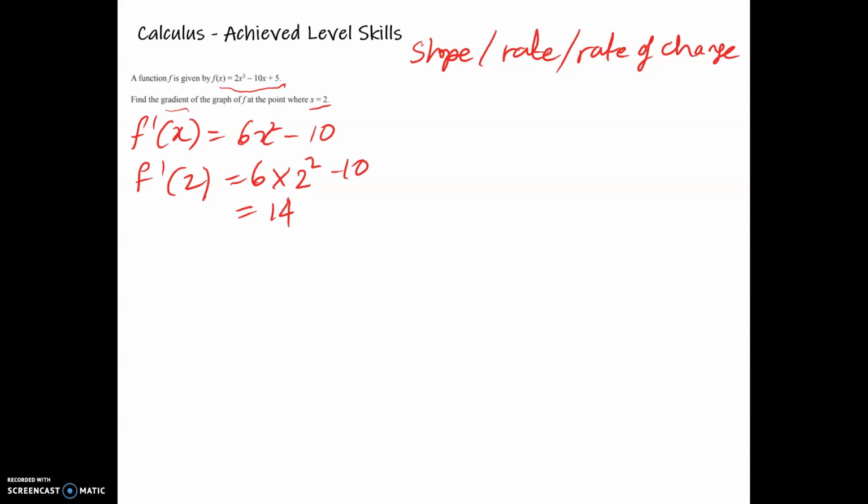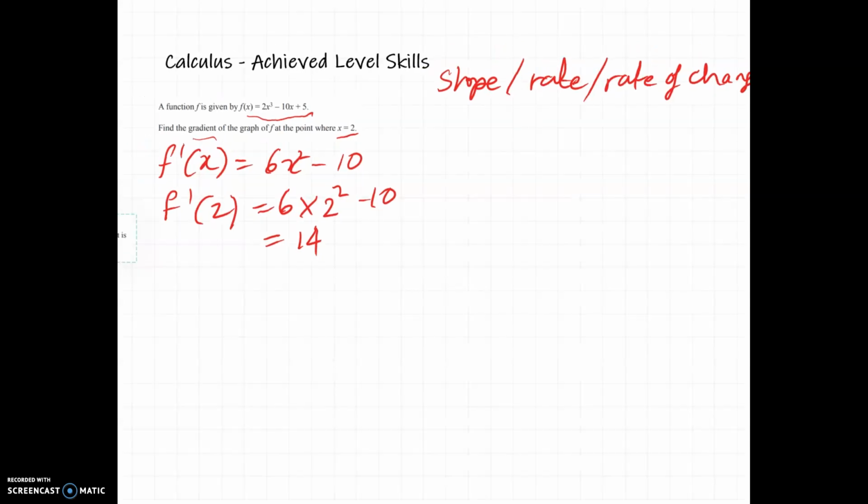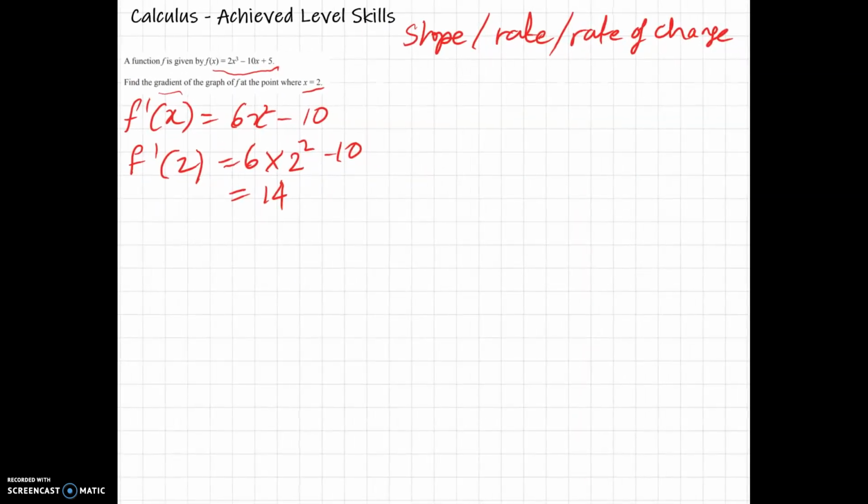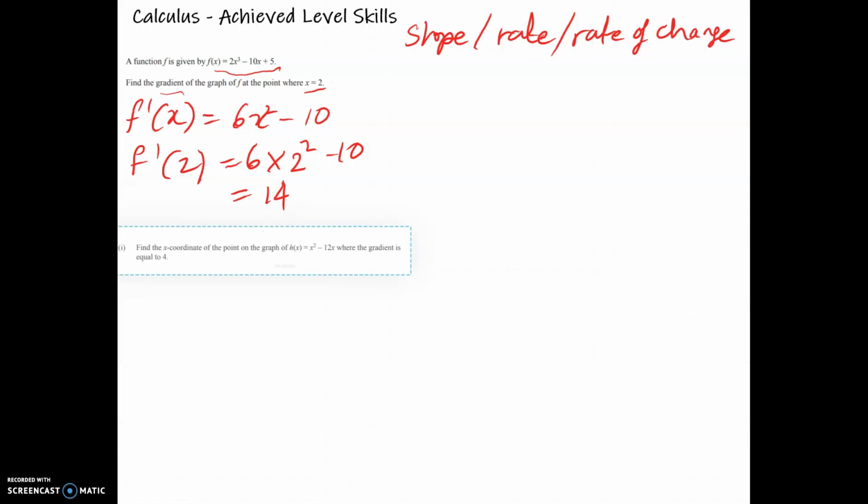So the gradient of the function 2x cubed minus 10x plus 5 at x equals 2 is 14. The next type of question you're expected to know is where the gradient is given and you're asked to work out the coordinate or just the x coordinate. This question we have here is asking to find the x coordinate of the point on the graph h of x equals x squared minus 12x where the gradient is equal to 4. So they've given you the gradient and they're asking you for the x coordinate. Because they say x coordinate, you don't need to work out the y, just x is required.